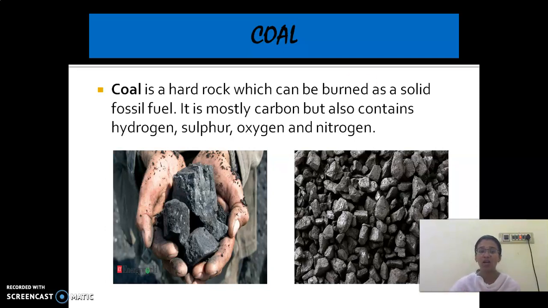This coal consists mostly of carbon, but it also contains hydrogen, sulfur, oxygen and nitrogen. So note this, children: coal consists of carbon and also hydrogen, sulfur, oxygen and nitrogen. You can write the symbols: for carbon C, for hydrogen H, sulfur S, oxygen O2, nitrogen N.